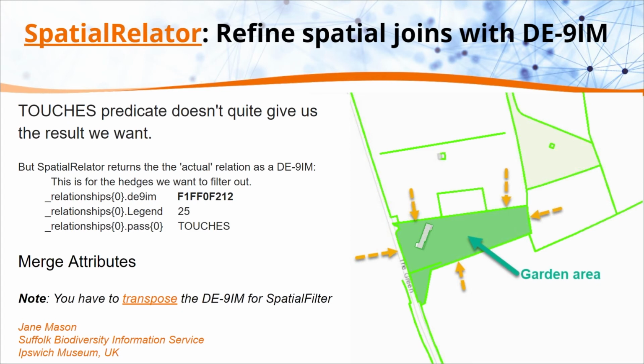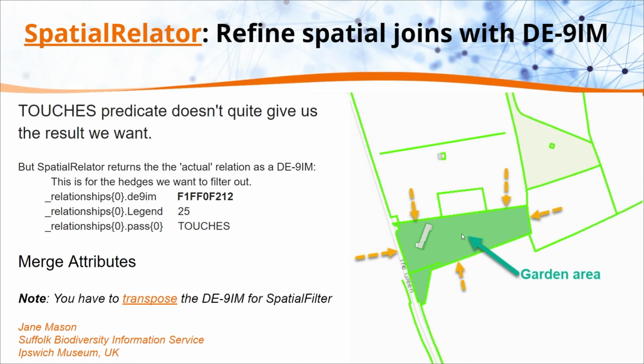So this was an interesting problem that actually just came up on the FME community as we were working and putting together this webinar. It's from Jane Mason at the Ipswich Museum. They have a biodiversity information service there, and they're doing some studies on hedgerows around their area. And what they want to look at specifically are the hedgerows that do not run along a garden. So they're not a separator for a garden. And so they want to look at the hedgerows that are in green there, but not flagged by my arrows there.